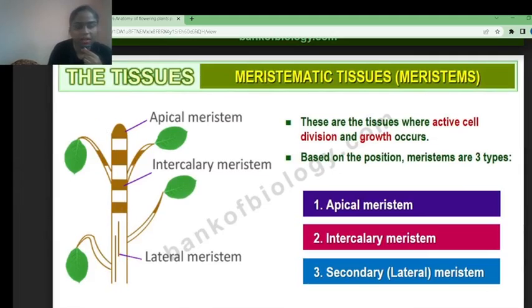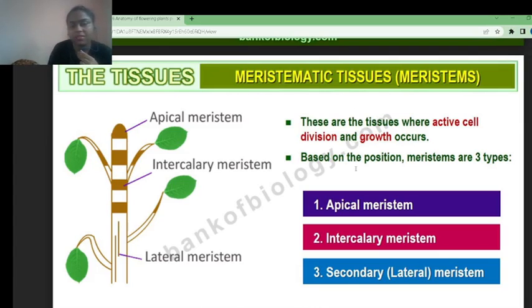You can see this is the plant structure. Inside the plant structure, this is the apical meristem, this is the intercalary, and this is the lateral. So meristematic tissues are divided into three parts. Apical meristem is the starting one, present at the tip. In the middle portion is the intercalary meristem, and the later one is the lateral. These are tissues where active cell division and growth occurs. Please remember this is very important: in the meristematic tissues only, the cells are active, and here cell division and growth occurs the most.